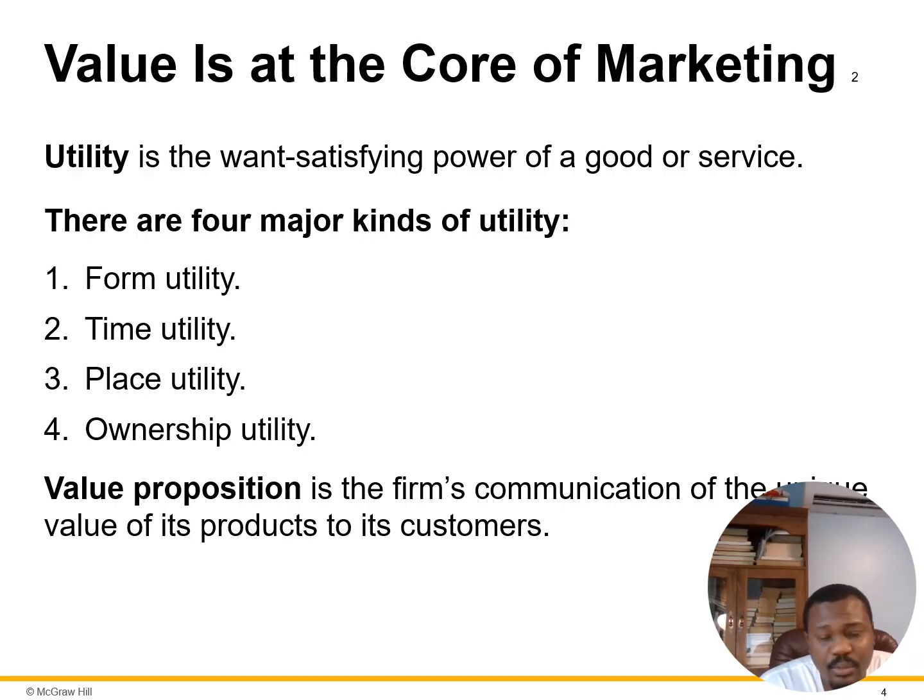There are four major kinds of utility. We have form utility, time utility, place utility, and ownership utility.